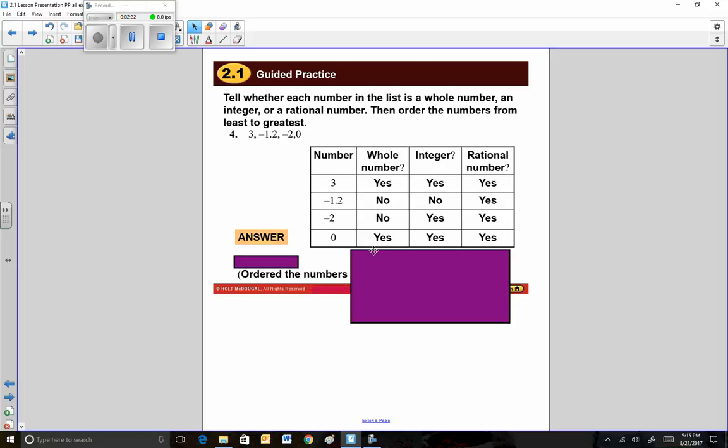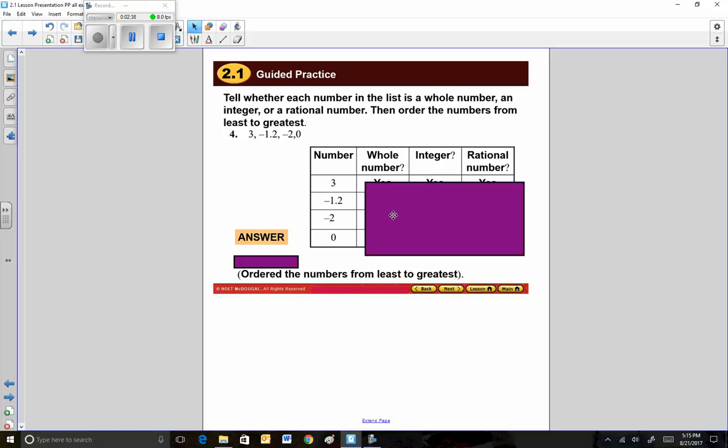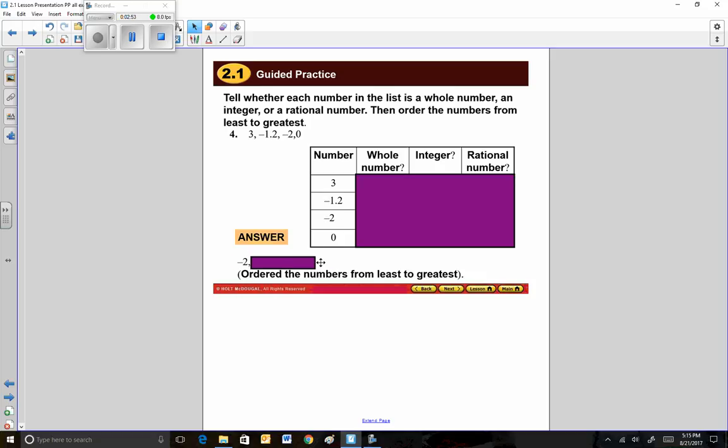Now, we need to also be able to order these from least to greatest. All right, so I'm going to get rid of this. The smallest number up here, take a look. These are the two negatives. Which one's the smallest one? Negative 2 is farthest to the left, so that's the smallest. And then negative 1.2, and then the 0 and 3. All right, let's take a look at our next one.